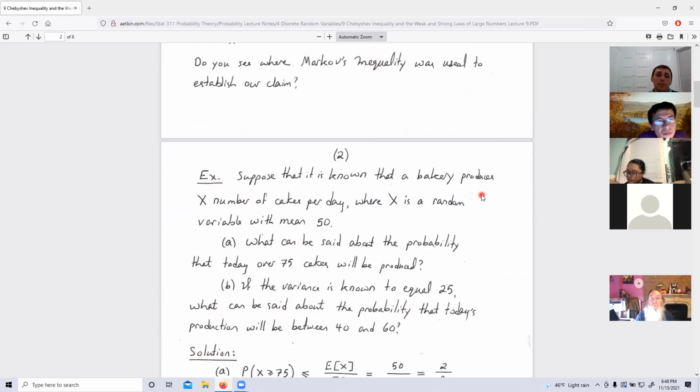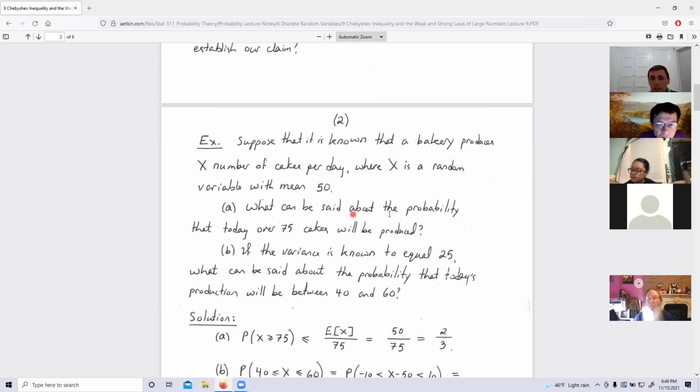Maybe one example. Suppose that it is known that a bakery produces X number of cakes per day, where X is a random variable with mean 50. So you agree you produce either 0 cakes or 1 cake, so X is non-negative. And we know that the average is 50. So the question is, what can be said about the probability that today over 75 cakes will be produced?